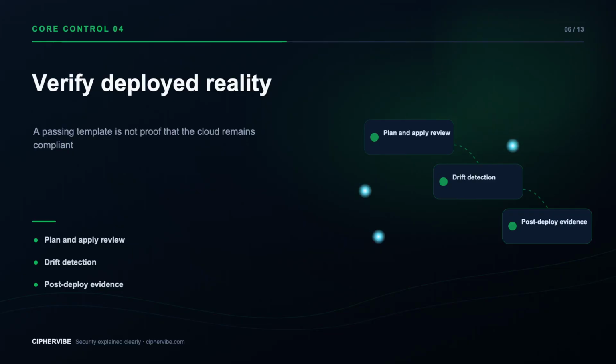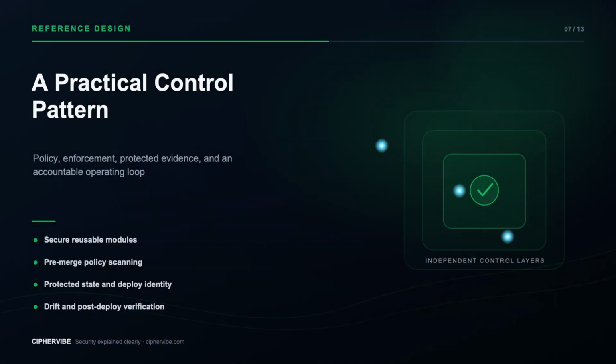Review plans before apply, require approvals for high-impact changes, detect drift, and reevaluate the deployed resource with posture or configuration controls. Fix the source template as well as the live resource so the next deployment does not recreate the same unsafe condition. Use this reference pattern.